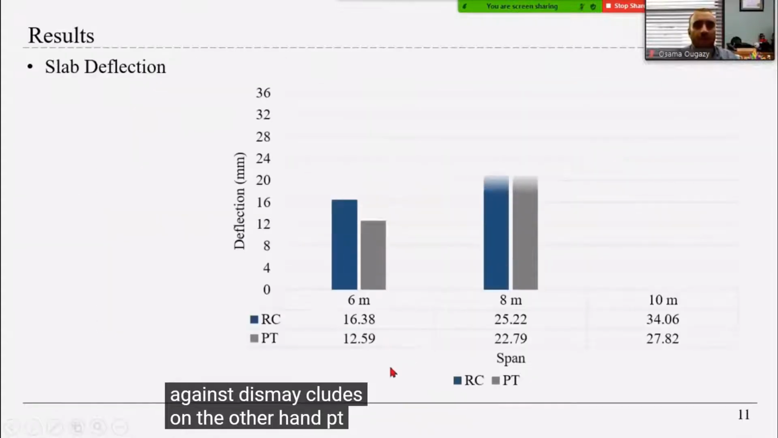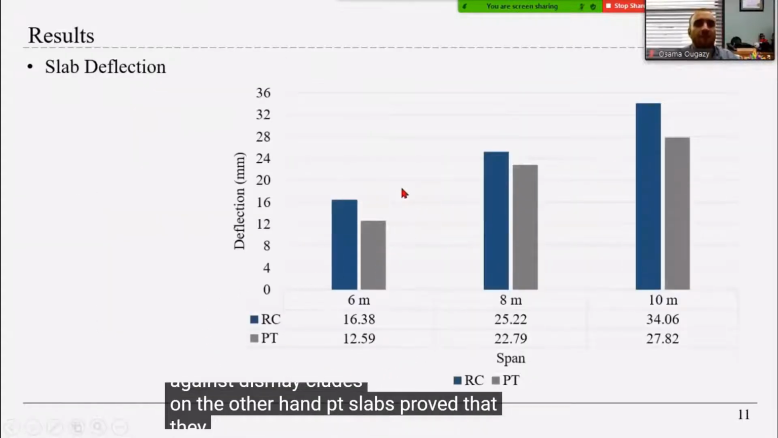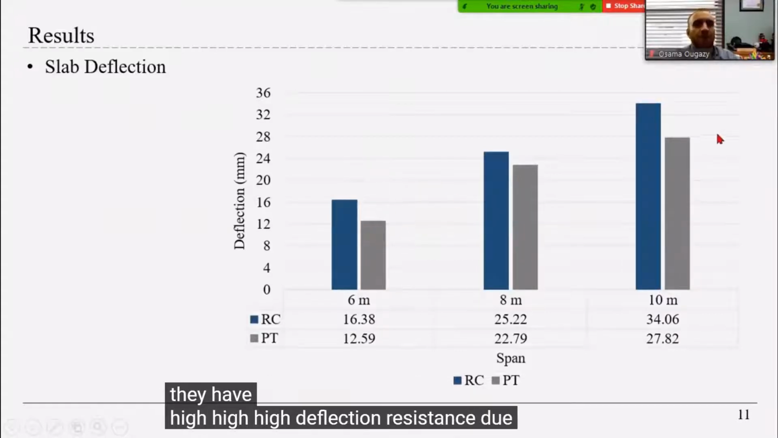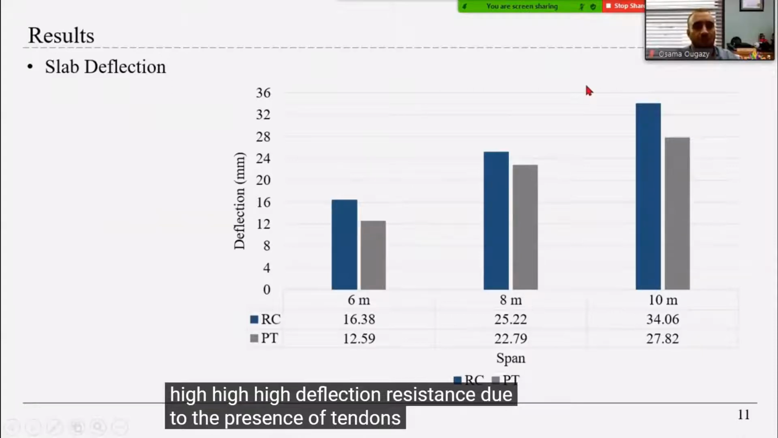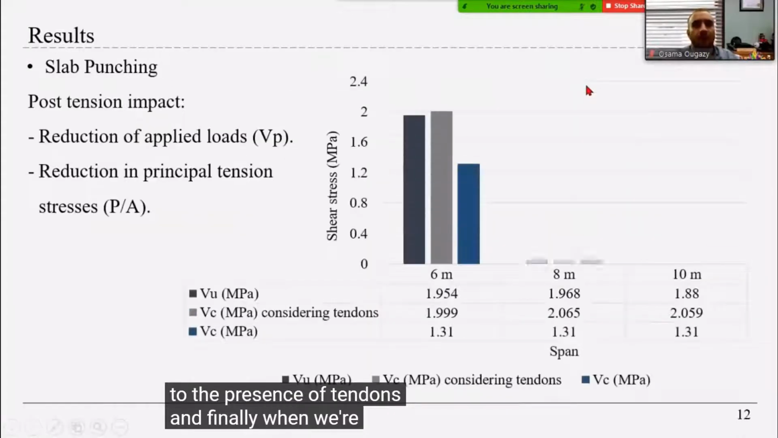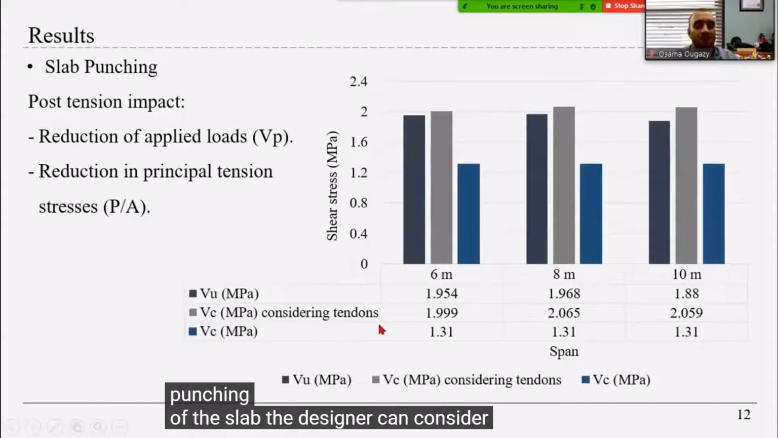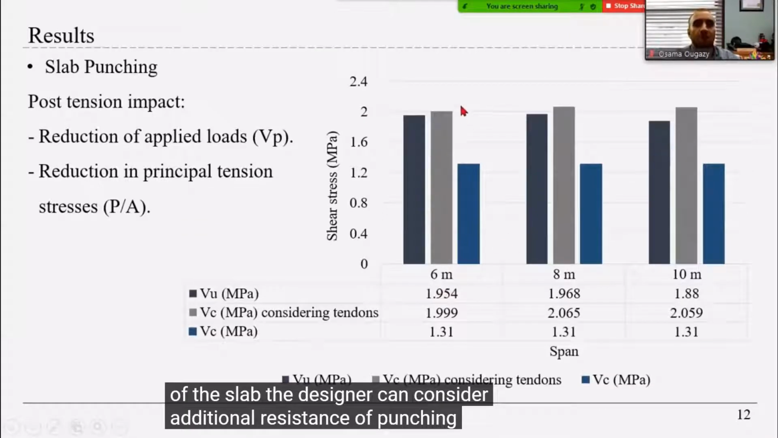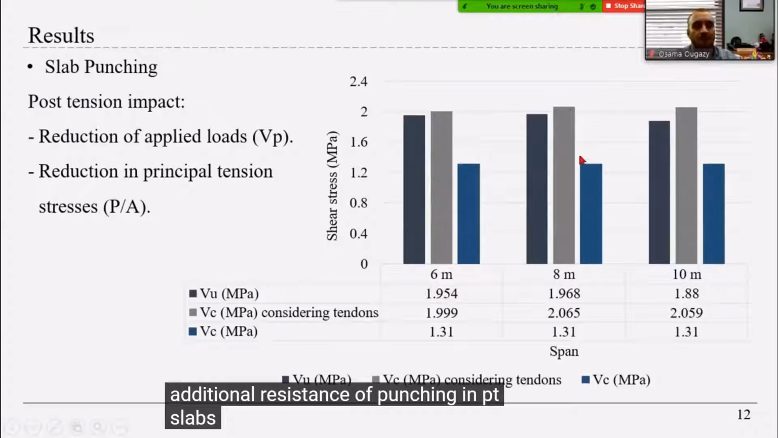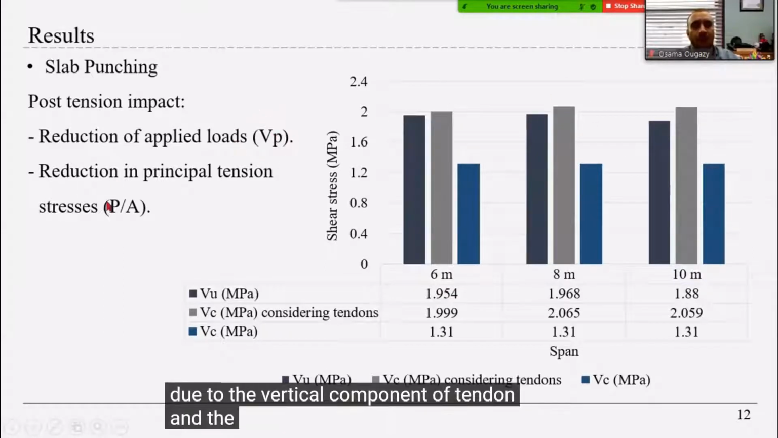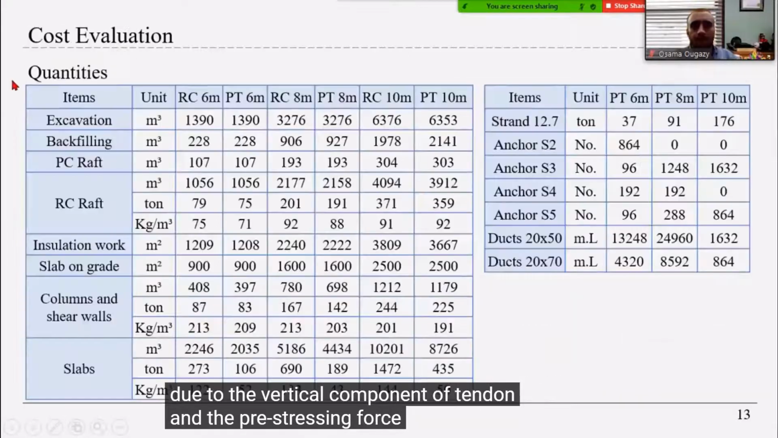On the other hand, PT slabs prove that they have high deflection resistance due to the presence of tendons. And finally, when we look at the punching of the slab, the designer can consider additional resistance to punching in PT slabs due to the vertical component of the tendon and the pre-stressing force.